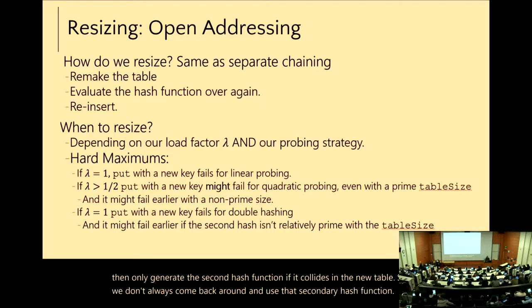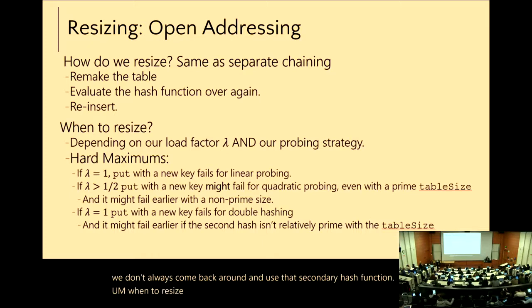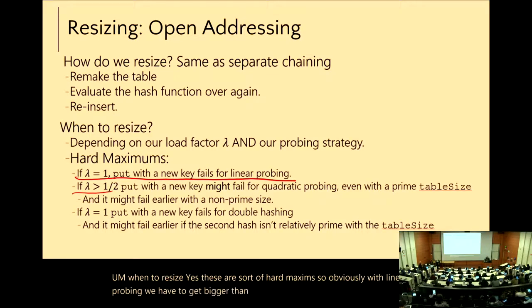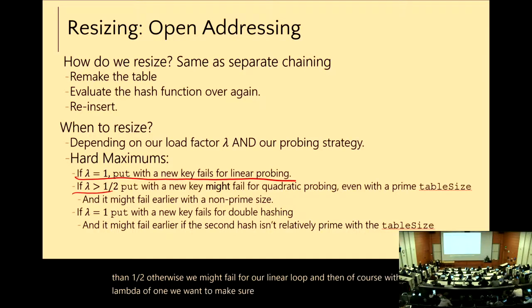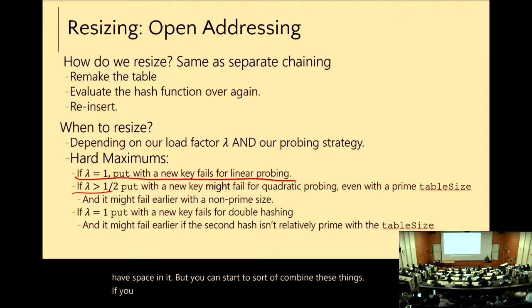When to resize, yes, these are sort of hard maxims. So obviously with linear probing, we have to get bigger than one. With quadratic, we have to do greater than 1/2. Otherwise we might fail for our linear loop. And then of course, with the lambda of one, we want to make sure that we're rehashing at one so that we have space in it. But you can start to sort of combine these things if you wanted. So double hashing is one way to get to maybe the next level, but you could start to chain these things together. Yeah, question.